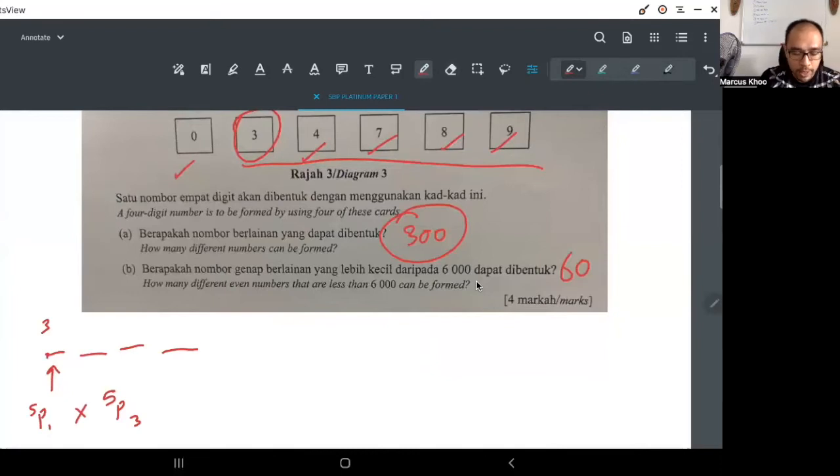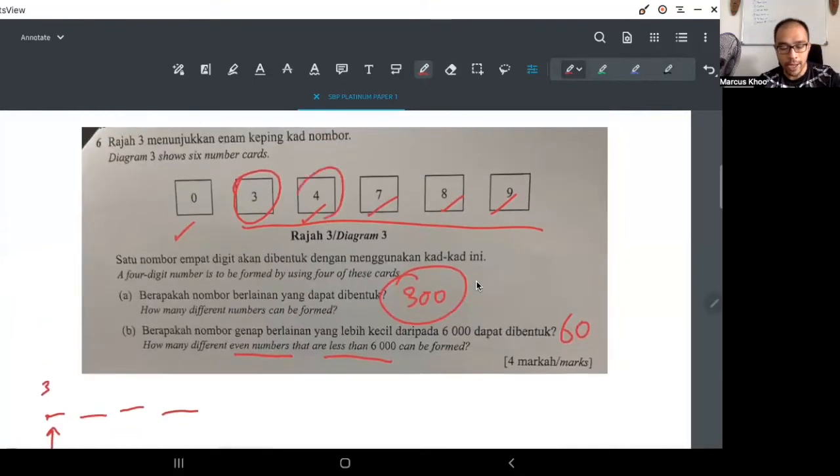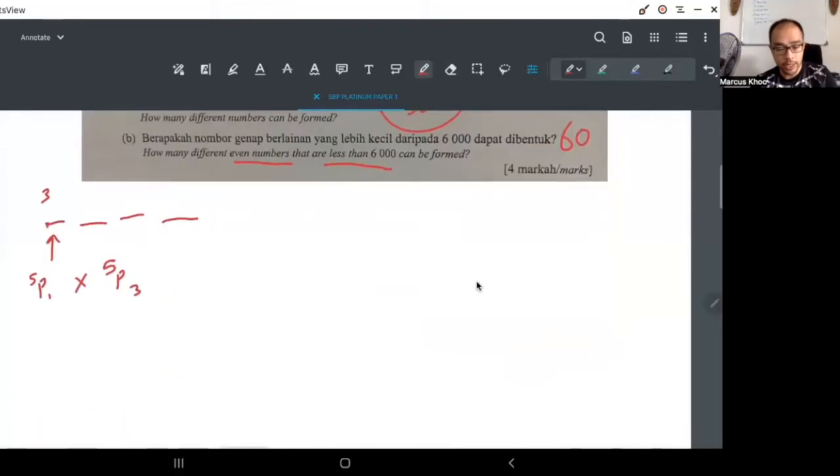Okay, how many different even numbers that are less than 6,000 can be formed? So you want even numbers that are less than 6,000. First of all, even numbers, nombor genap, means you can only have 4, 8 and 0 at the back. So saya letak dulu 1, 2, 3, 4. This one can have 4, 0, or 8.